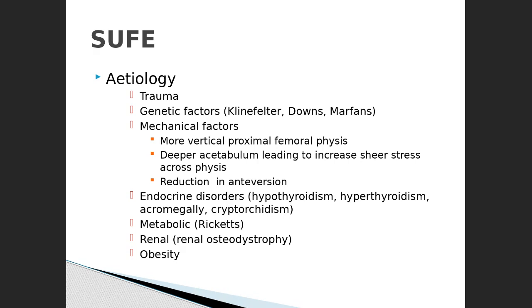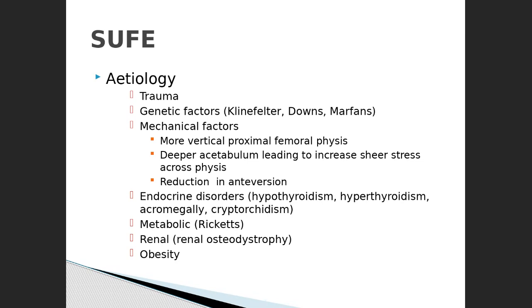Then there are genetic factors like Klinefelter's disease, which you know is XXY, Down syndrome, which is trisomy 21, and Marfan syndrome, which you know is a disorder in collagen. And the typical feature in Marfan's is that the patients are tall with long limbs. When it comes to Klinefelter's and Down's, we're not quite sure what is the disorder in these syndromes that causes patients to be predisposed to slipped upper femoral epiphysis, but we know that there's an increased incidence of the slipped upper femoral epiphysis in these disorders.